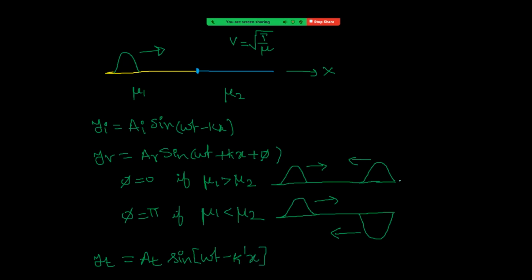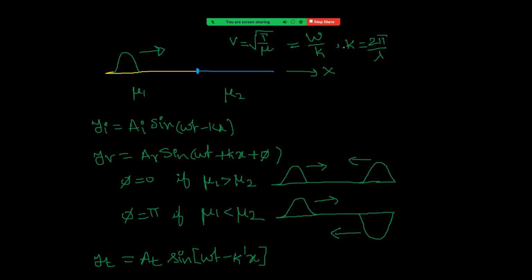See why we have taken k dash. Here the medium has changed. When the medium changes, speed changes. When speed changes, so here speed equal to omega by k. When speed changes, the k value changes because k equal to 2 pi by lambda.